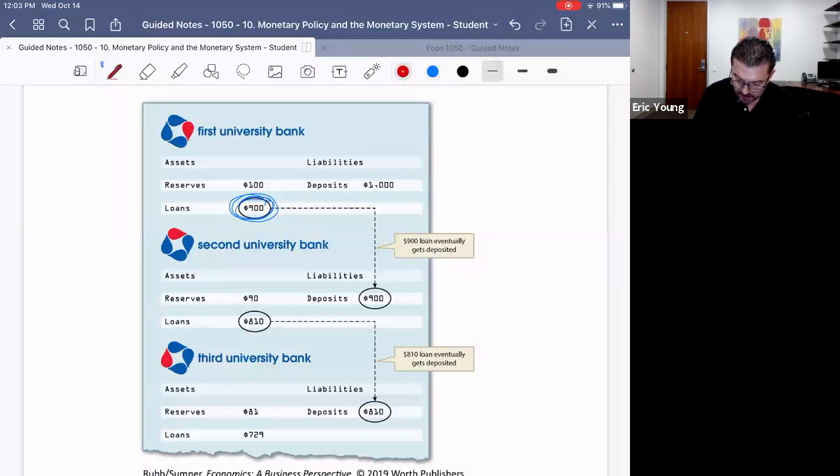And here's where it goes. The person who gets that loan, they go and they put that loan into their bank, the Second University Bank.